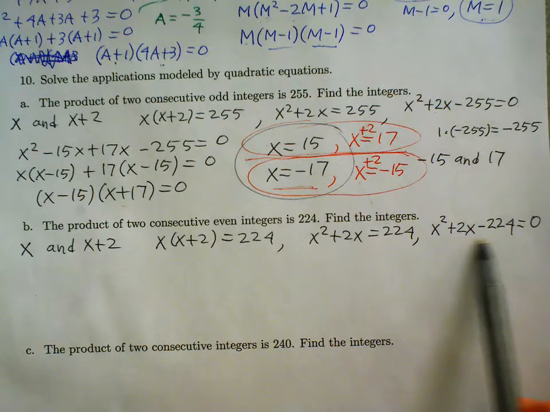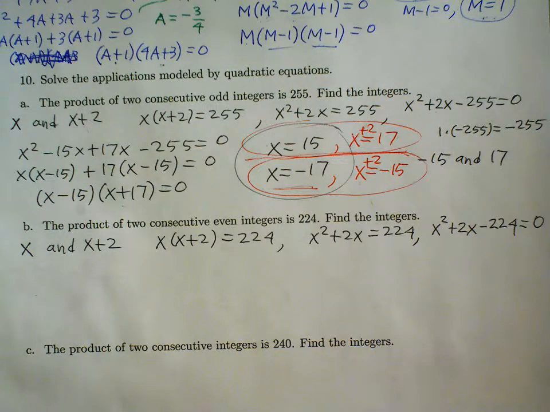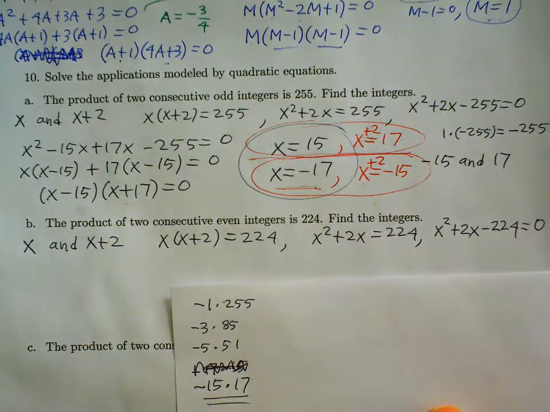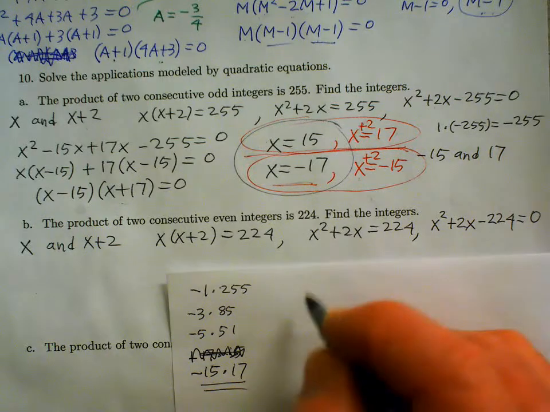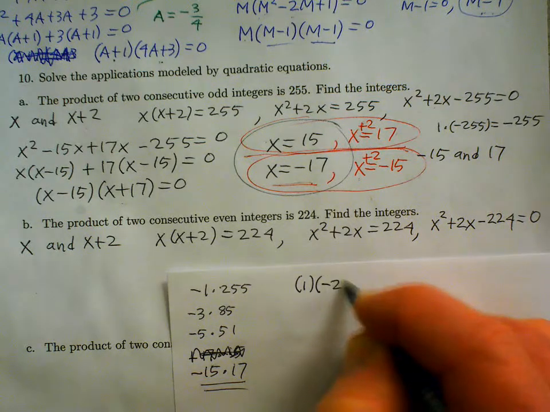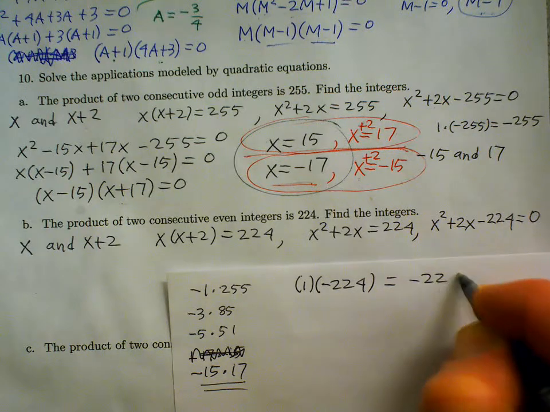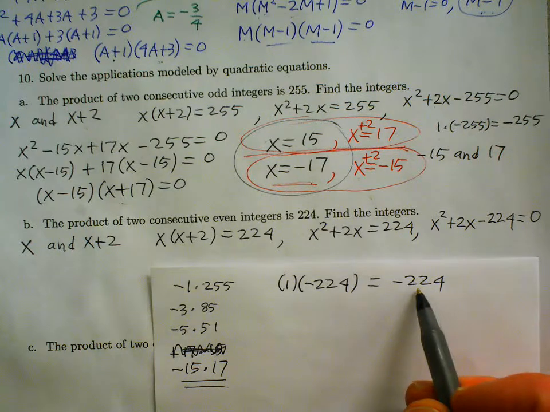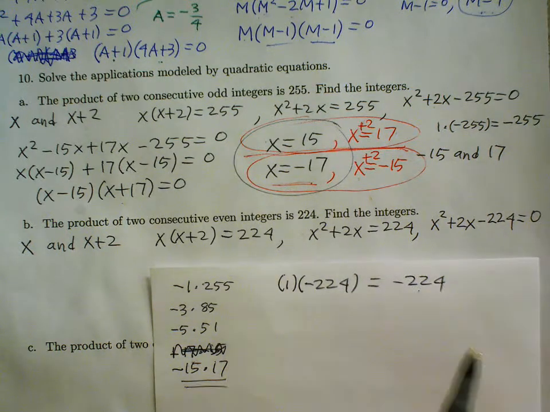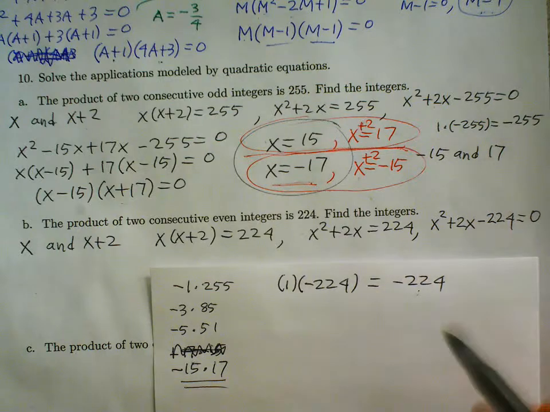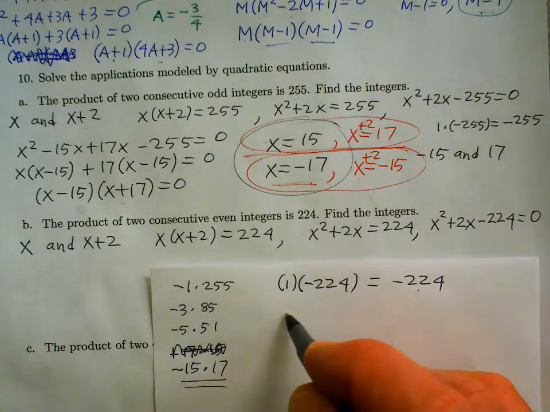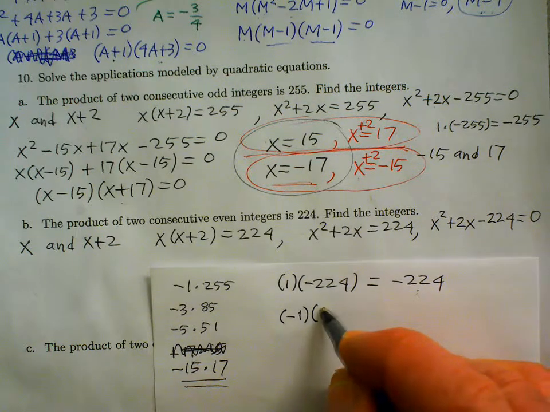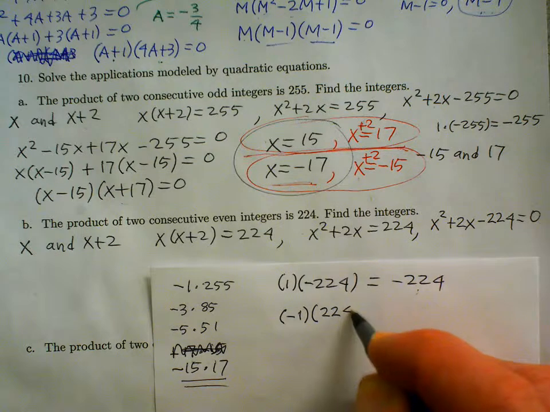The greatest common factor is 1, so we apply the AC method again. Okay, so 1 times negative 224 is negative 224. Find two integers that have a product of negative 224 and a sum of positive 2. So one must be positive, one must be negative. So we pick the one with the largest absolute value to be positive.